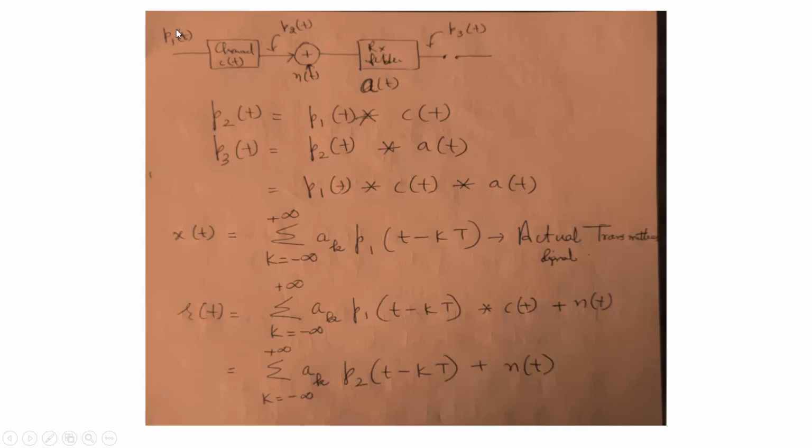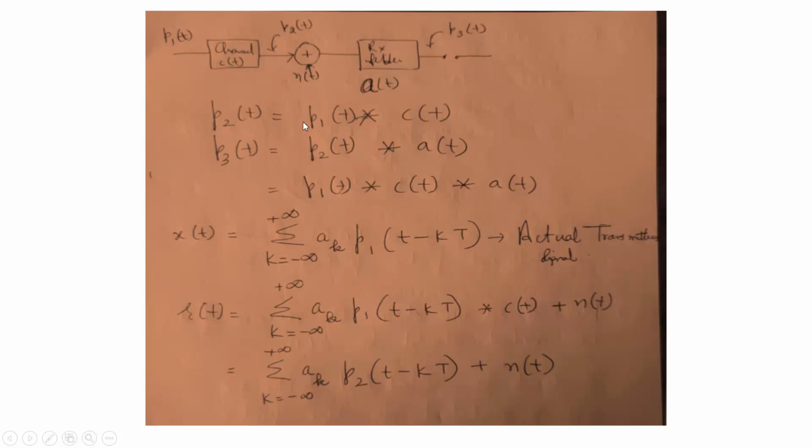So you must understand the difference between P1T, P2T and P3T. What is P1T? P1T is my original pulse. It passes through the channel, gets convolved with the channel, we get P2T. Noise will be added, and P2T, when it is received at the receiver, will be convolved with AT. What is AT? AT is the impulse response of this receiver filter, and we get P3T. So that's what is explained here.